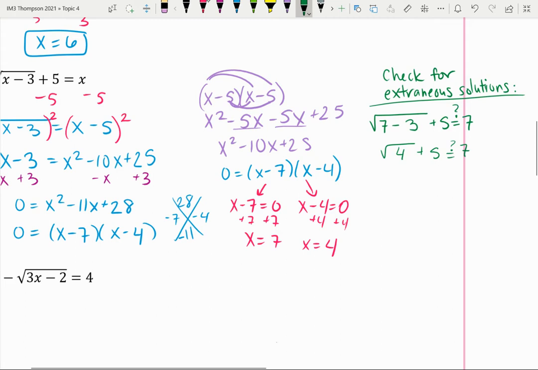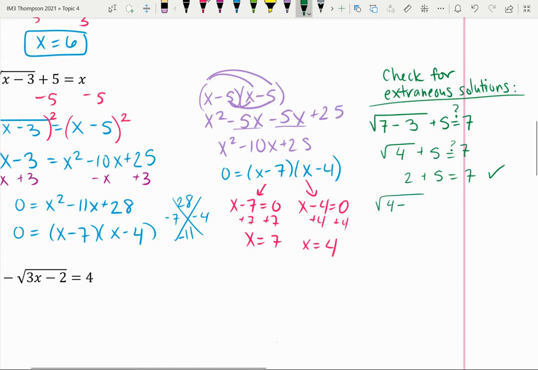The square root of, let's see, 7 minus 3 reduces to 4. The square root of 4 is 2. And 2 plus 5 is equal to 7, so that one works. Yay. Let's try 4.